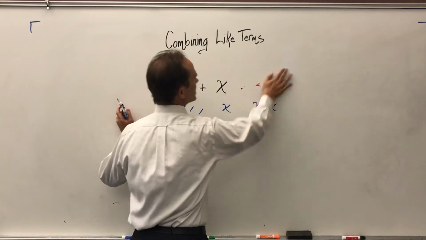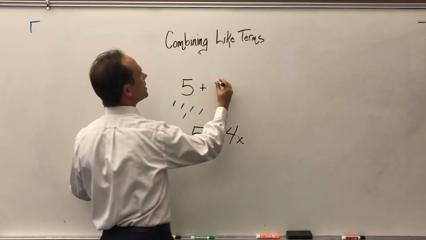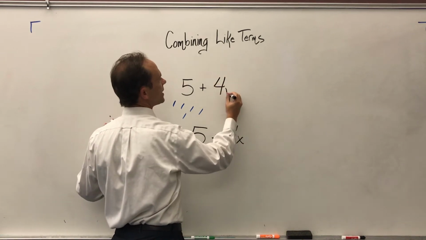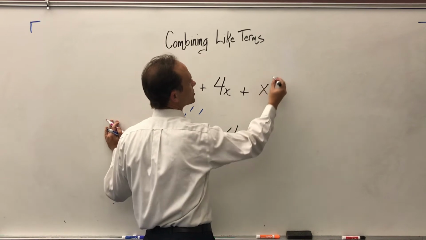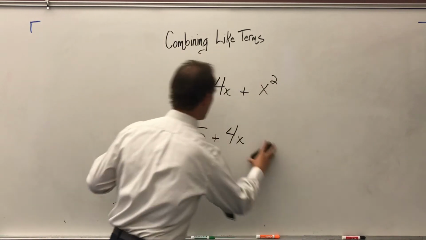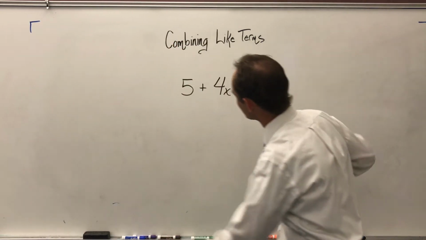All right, so let's keep going here. Let's keep it going. So let's go 5 plus 4x. And let's just assume maybe we were going to add an x squared. Almost to the end of the story. I'm not going to go too far into the story.